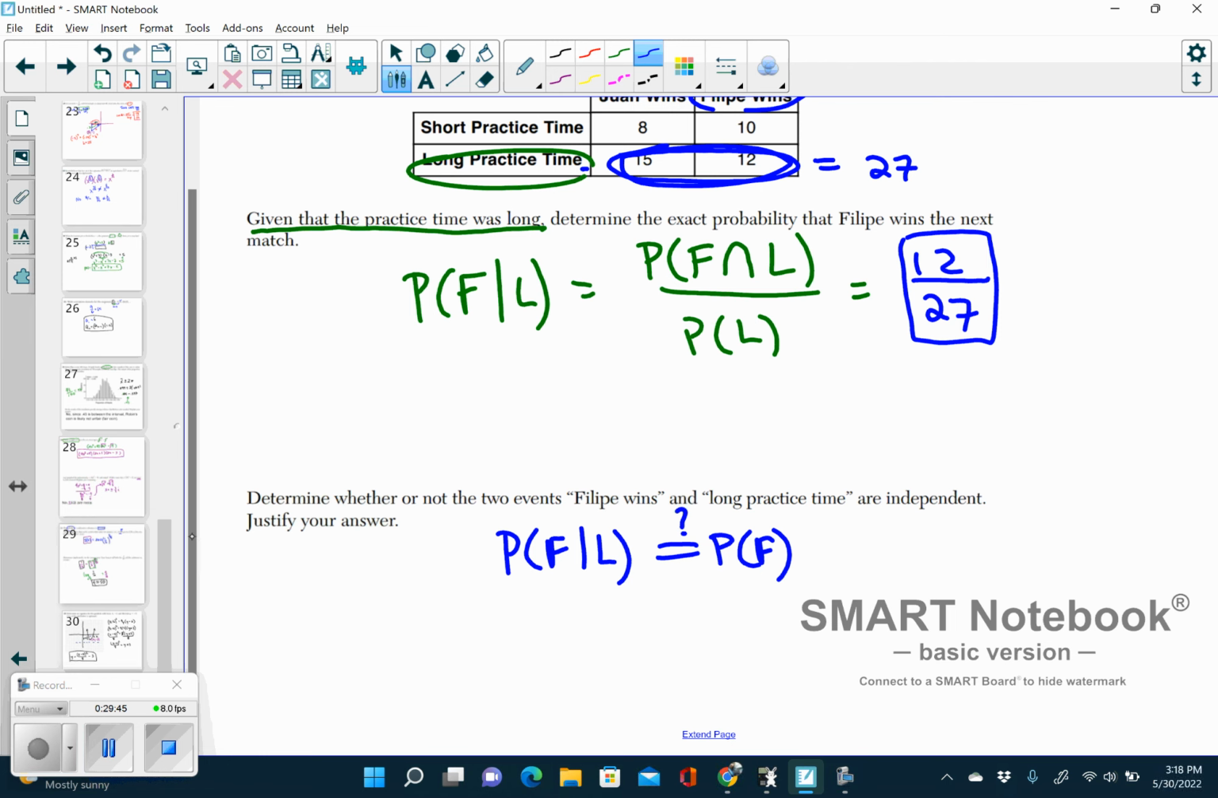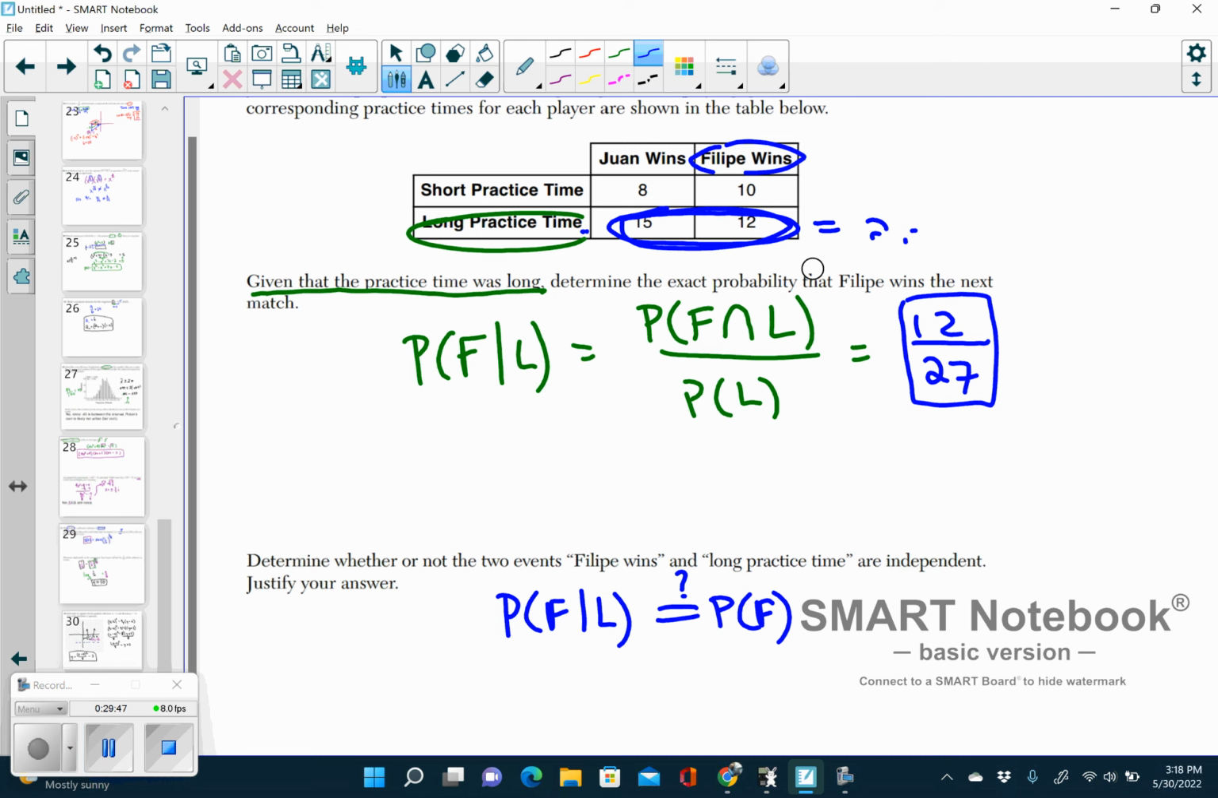Let's go back to our table. Felipe wins here 10 with a short practice time and 12 with a long practice time. So that means that he wins 22. So this is going to be 22 out of 45 trials altogether. Where am I getting 45 from, right? If you take all these numbers right here and you add them up, you get 45. So 22 out of 45 is the chance that Felipe wins.